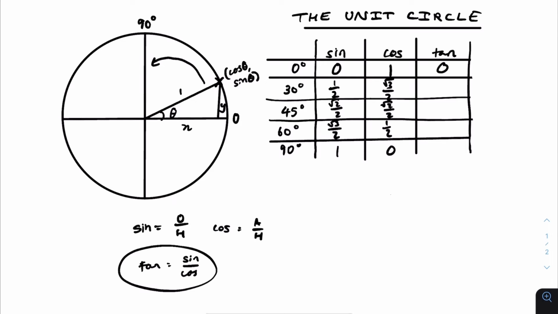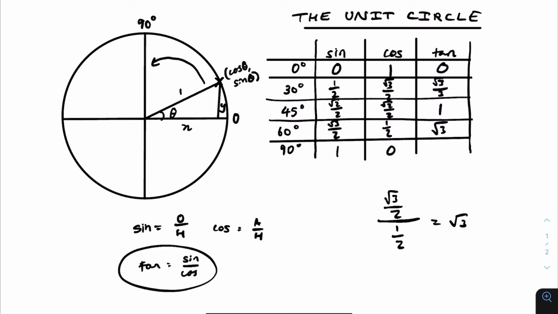So we're given that tan is 0 at 0 degrees. At 30 degrees, tangent is equal to half over root 3 over 2, which is equal to 1 over root 3, which is equal to root 3 over 3 when rationalized. Now, moving on to 45. So tan 45 is root 2 over 2 divided by root 2 over 2. So you're dividing the same thing by itself, so it's going to just be 1. Then you've got tan 60, which is root 3 over 2 divided by half, which is just equal to root 3. And finally, we have tan 90.